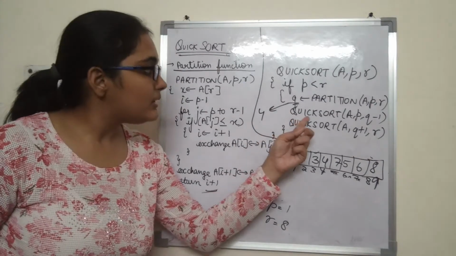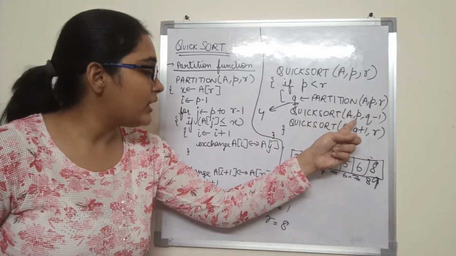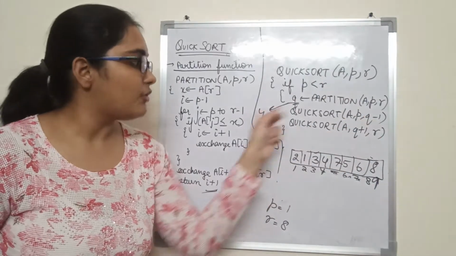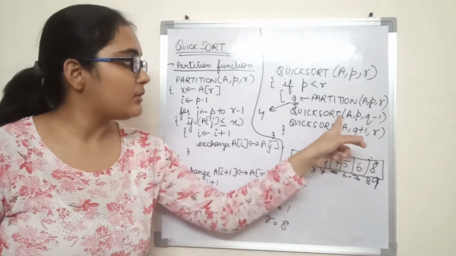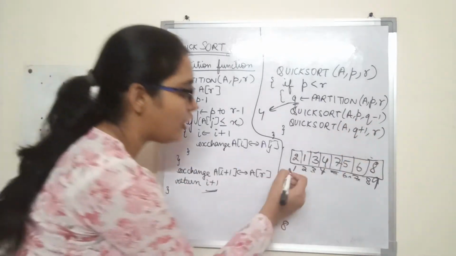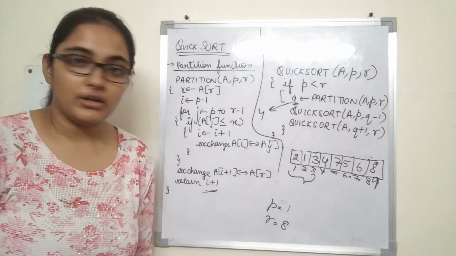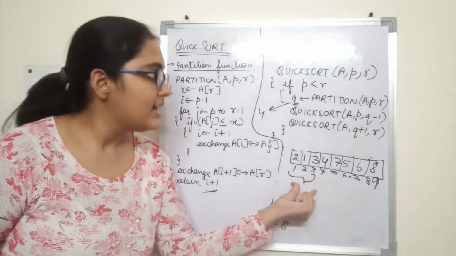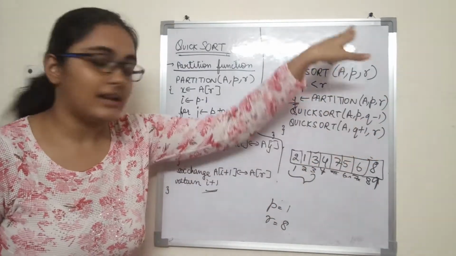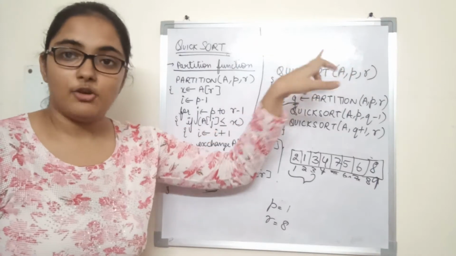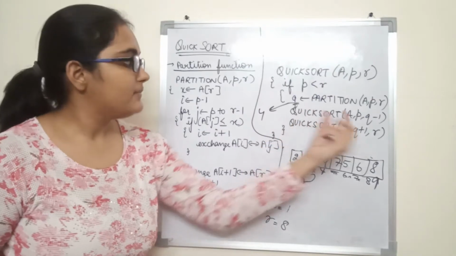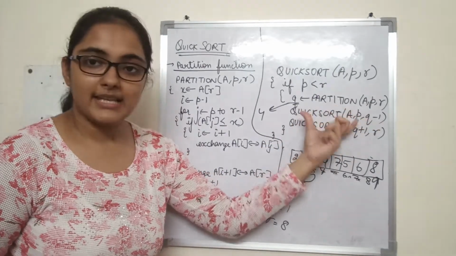So what happens? Now it will call quicksort on A from p to q minus 1. What was p? 1. So q is 4, so 4 minus 1 is 3. So it will call quicksort on A, 1 and 3, right? That is on this part of the array. So when it calls quicksort on this part of the array, it is calling the same function again. What is it called? Recursion. When the function calls itself, it is called a recursion, right? So it is calling the same function again.